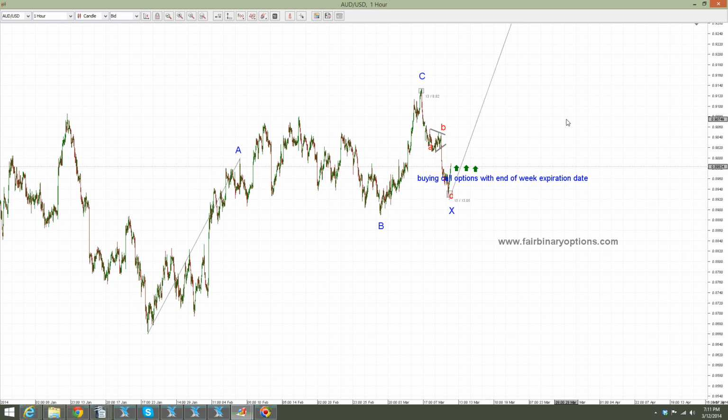So I don't really care how the market would position in the end. I don't really care about fundamentals, not that they don't matter, but the positioning from the technical perspective seems to be bullish, and therefore buying call options. So long story short, buying call options.